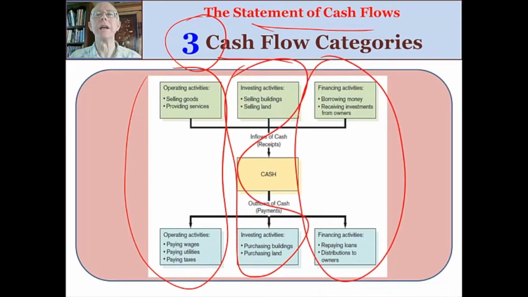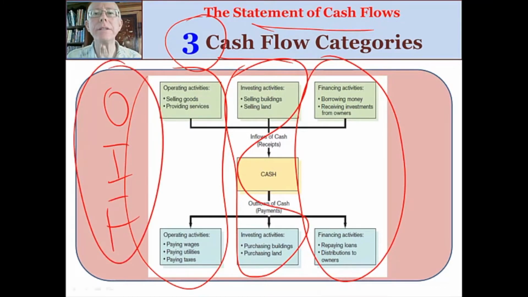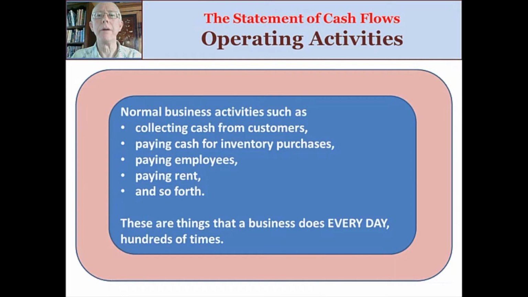Three categories. Let's see if we can memorize this right now. How many categories in the statement of cash flows? Three. What are they? Operating, investing, financing. O, I, and F. Can you remember that? Operating, investing, and financing. Okay, let's close our eyes and test ourselves. How many categories in the statement of cash flows? Three. What are they? Operating, investing, financing. We got it.